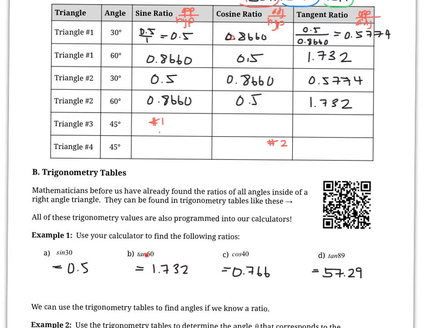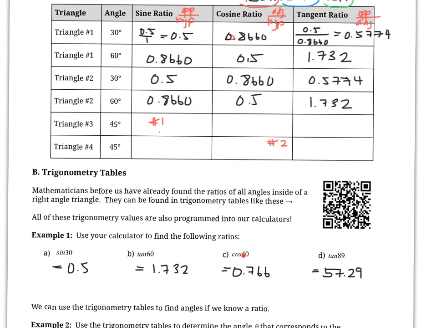Same with tan of 60. When we have a triangle with 60 degrees in it, and we take opposite over adjacent, we'll get this answer right here, and we got that over here. So tan of 60, we got it. These two we don't have triangles for, so just punch them into your calculator. All those trig tables are programmed into it.